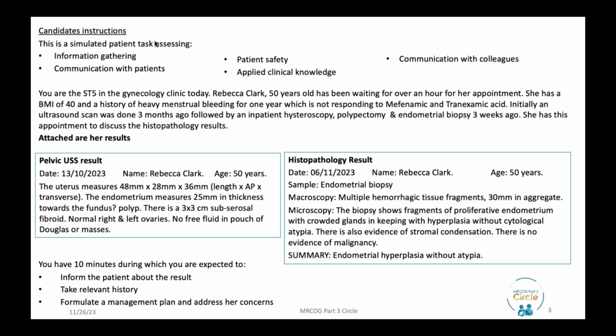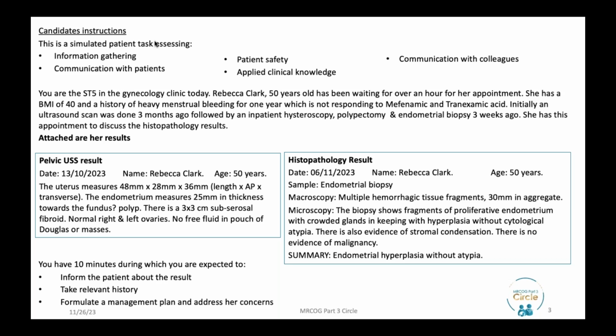Fifth domain is communication with colleagues, which is basically thinking about who would you want to involve in this patient's care apart from yourself and the consultant. Okay. Now, the scenario is you're the ST5 in the gynae clinic, so you know who you are.